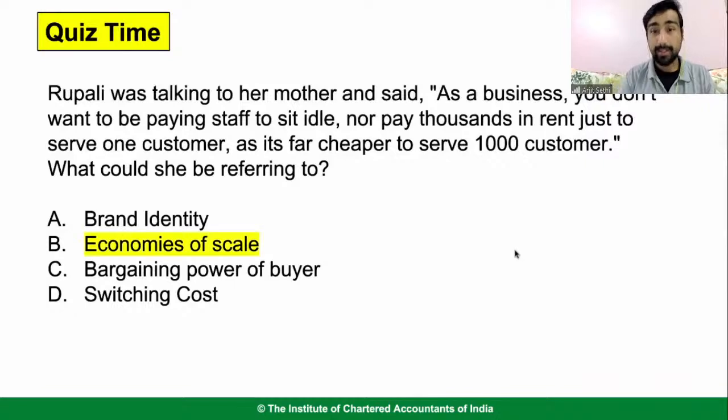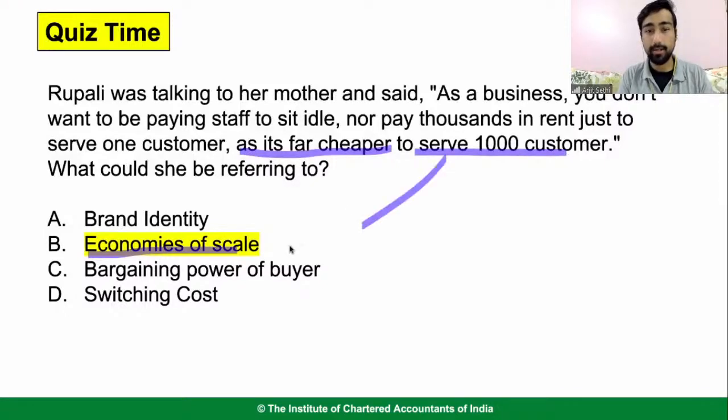The correct answer is economies of scale, right? It is far cheaper to serve 1,000 customers, that is economies of scale. The more the production, the less your unit cost, right? The production increases, your unit cost decreases. And that is what economies of scale is all about. That is what Rupali is referring to here. She's telling her mom that you do not want people to sit idle because that will be expensive. Instead, I should just serve 1,000 customers so that my cost reduces. Money will start coming in. The more production I do, the more services I give, my unit cost starts decreasing, right?